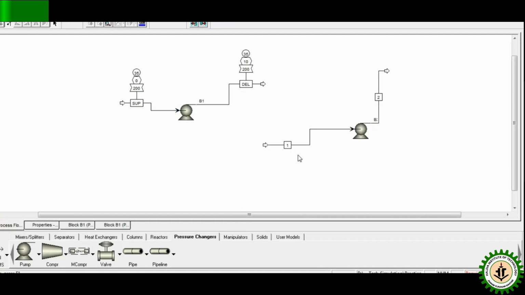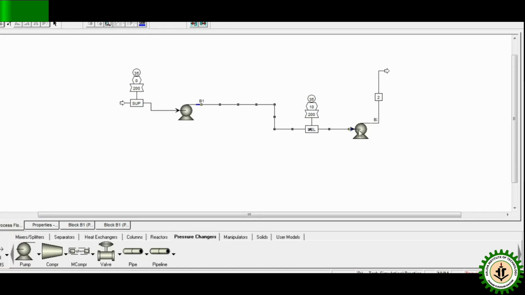Now what you have to do, you can connect this to this also. For that you have to delete this stream. Then you connect this pump delivery here, reconnect destination and connect here on the red line. That means this pump discharge is coming here.